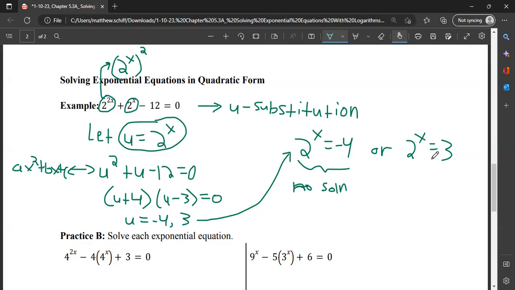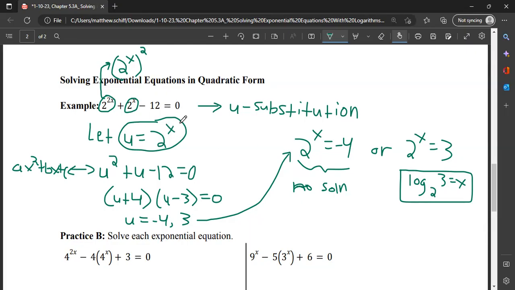What about the other one? 2 to the x equals 3. Well, that's definitely going to have a solution. We can just write in log form, log base 2 of 3 equals x. And that is the only solution. You can substitute it back in to check your work, but that will be our only solution.